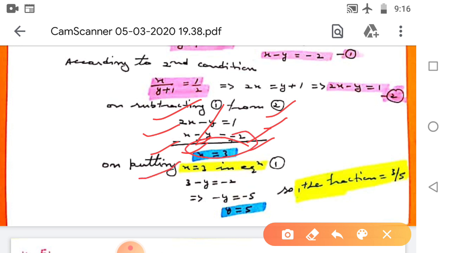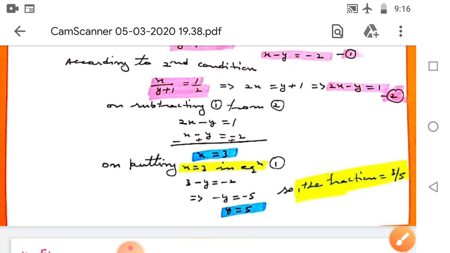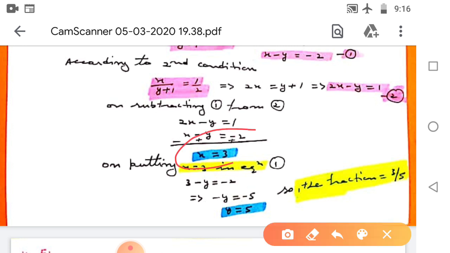Now putting this value of x in equation 1, that is 3 minus y is equal to minus 2, and the value of y comes 5. In this question, the value of x is 3, the value of y is 5. Right? So the fraction is x upon y. So here the fraction is 3 upon 5.